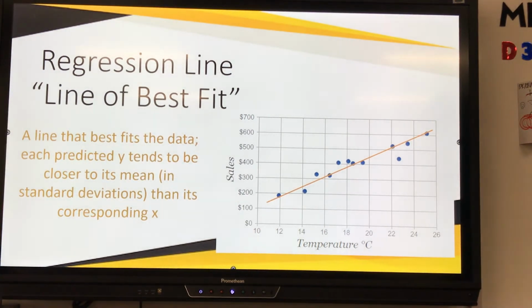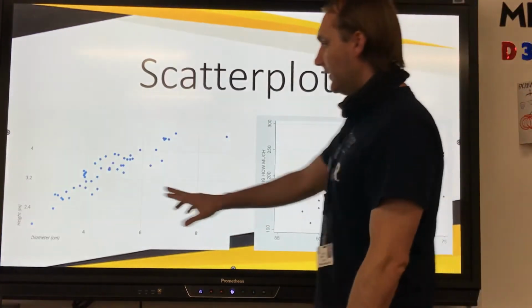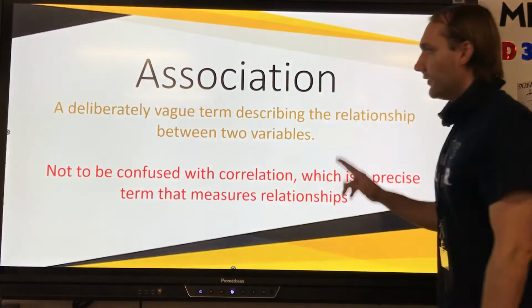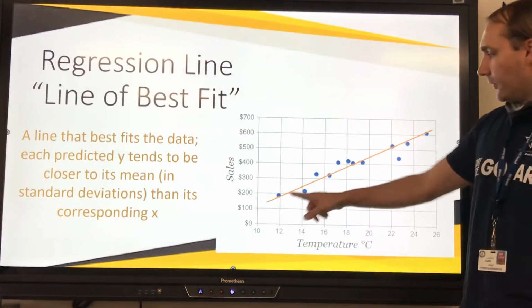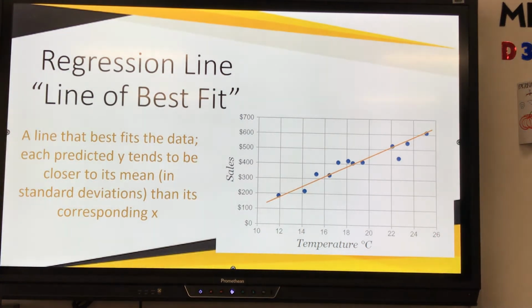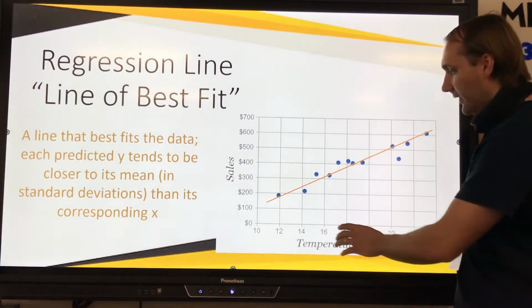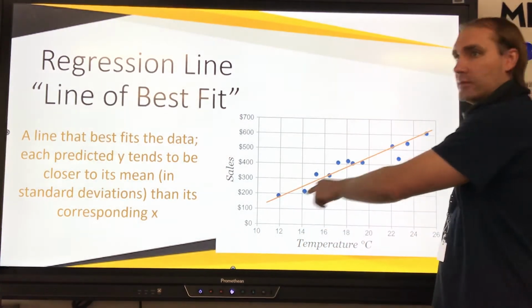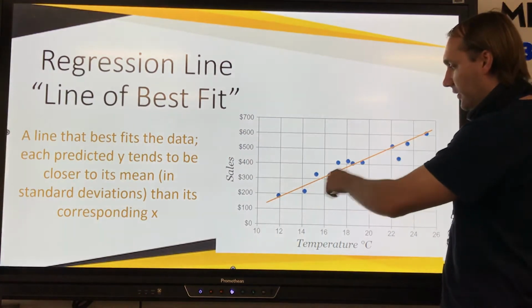Regression line, line of best fit. So we're going to take this data, this association that we see, and actually find a correlation. It's a line that best fits the data. Each predicted y tends to be closer to its mean than its corresponding x. And what that means is, this is basically the average. This is basically your mean.